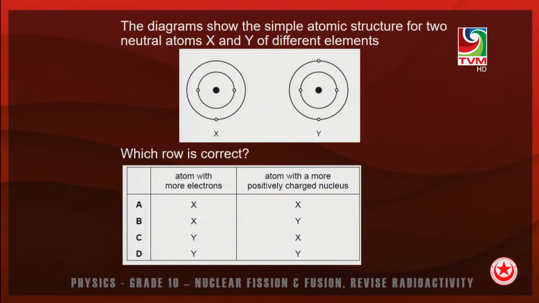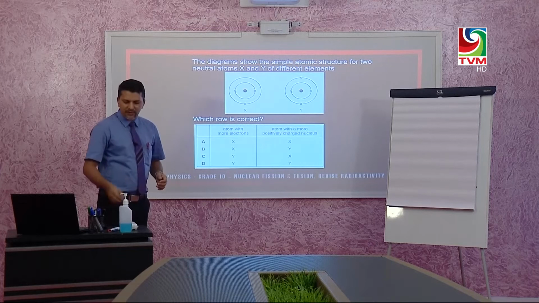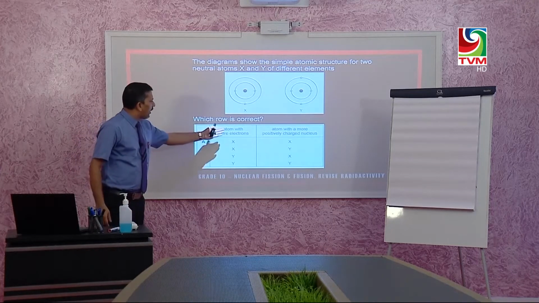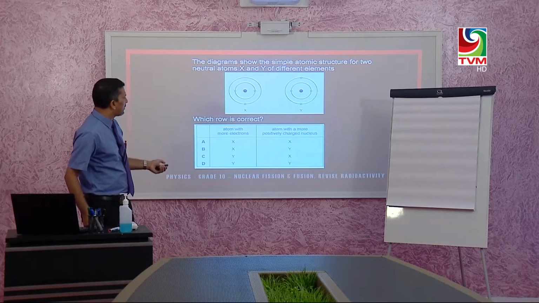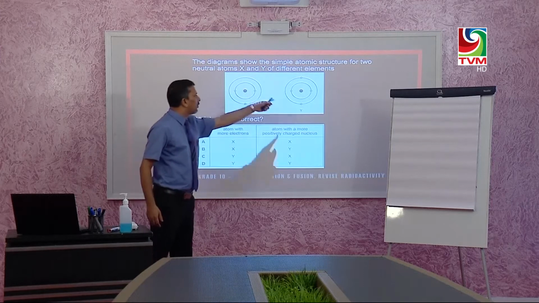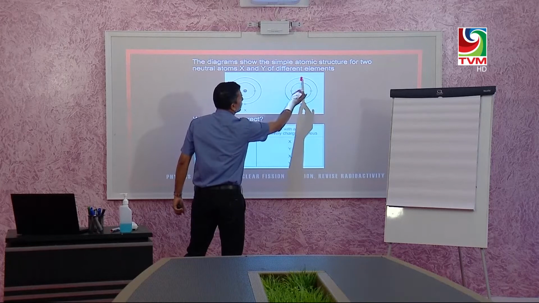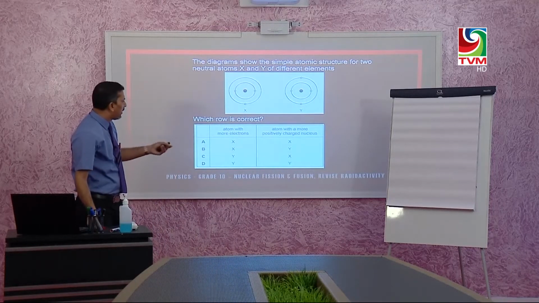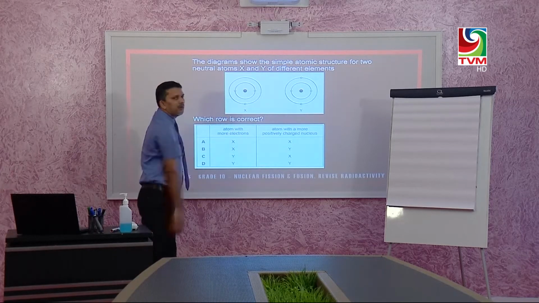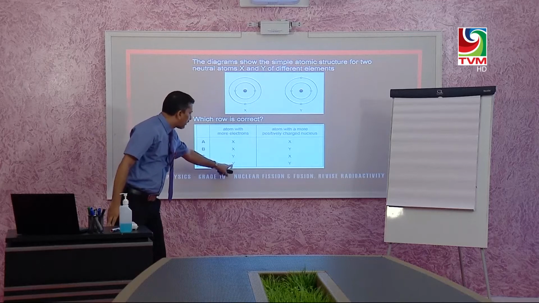The diagram shows the simple atomic structure for 2 neutral atoms X and Y of different elements. Which row is correct? Here X and Y atomic structure is given. Then we can check which atom has more electrons, X or Y. In X we know 1, 2, 3 electrons are there, and in Y 1, 2, 3 and 4 electrons. So we got the first point, atoms with more electrons, we know Y has more electrons. Okay, so C or D will be the answer.